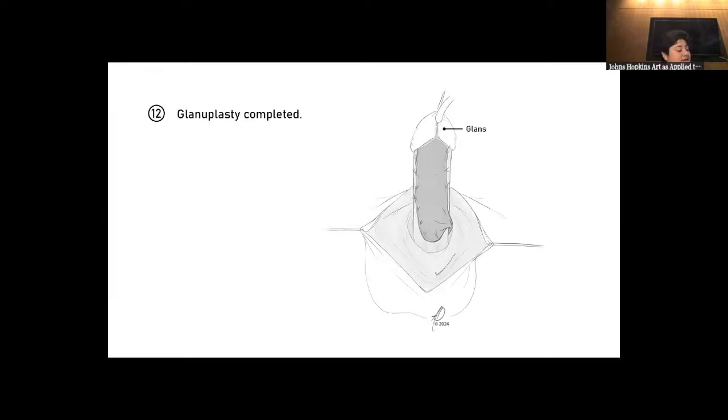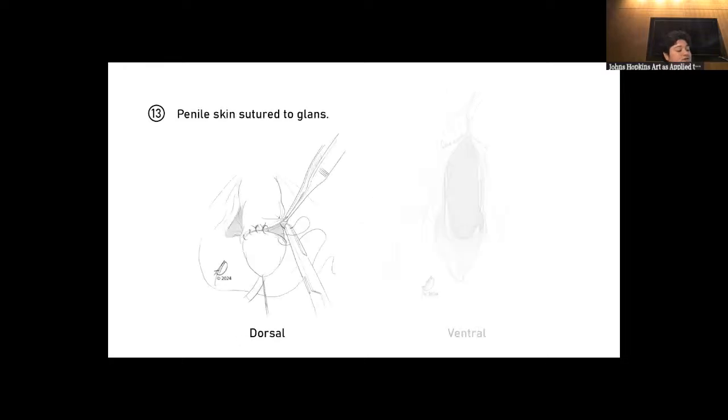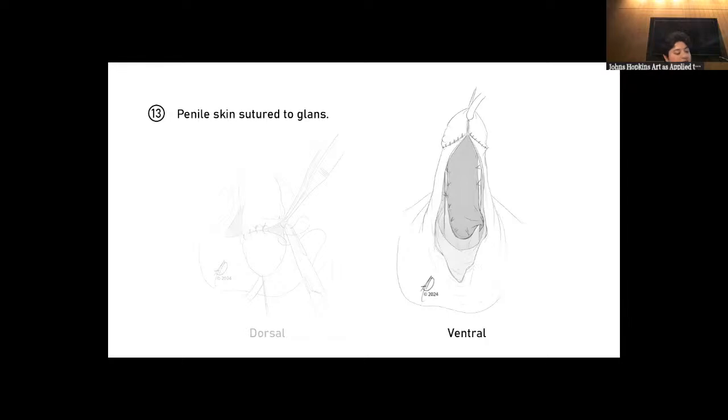Now we begin the skin reapproximation. The glanuloplasty starts with one epithelial suture, followed proximally by 3 additional subepithelial sutures. And then the dorsal penile skin is sutured to the mucosal collar of the glans with interrupted epithelial sutures, followed by suturing the ventral penile skin to the glans.